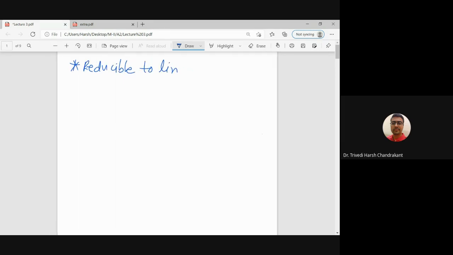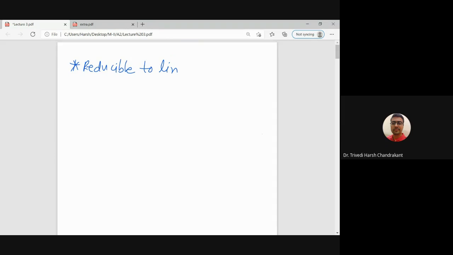Suppose some non-linear equation is given. How do we convert it into a linear equation if it is of a certain form? This method is known as reducible to the linear equation, and this was also known as Bernoulli's equation.